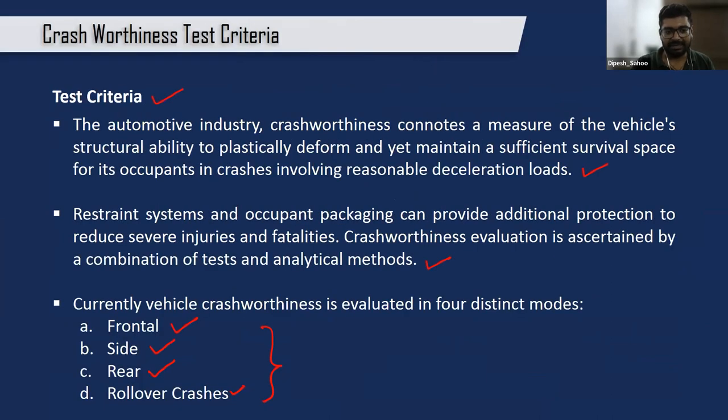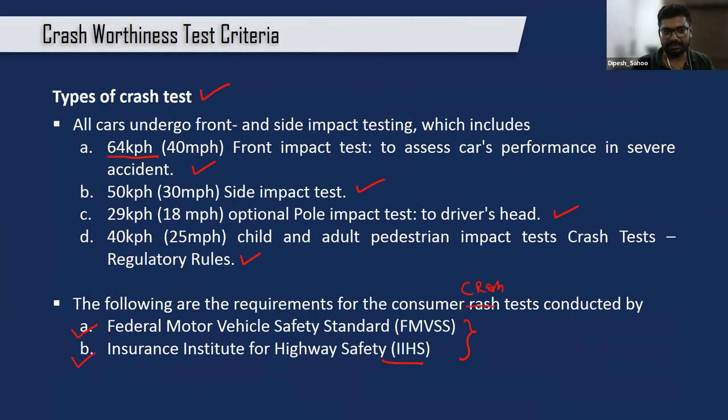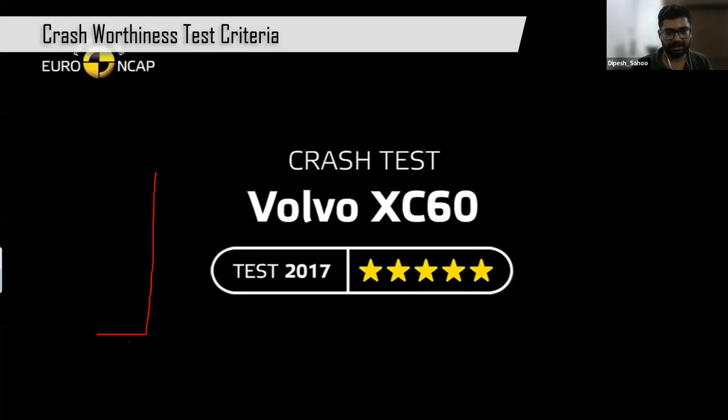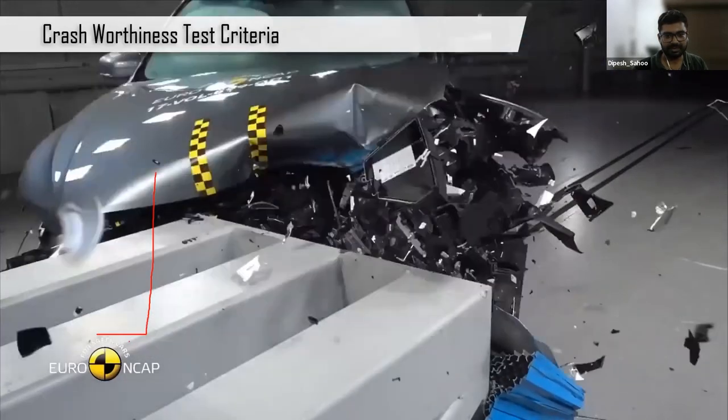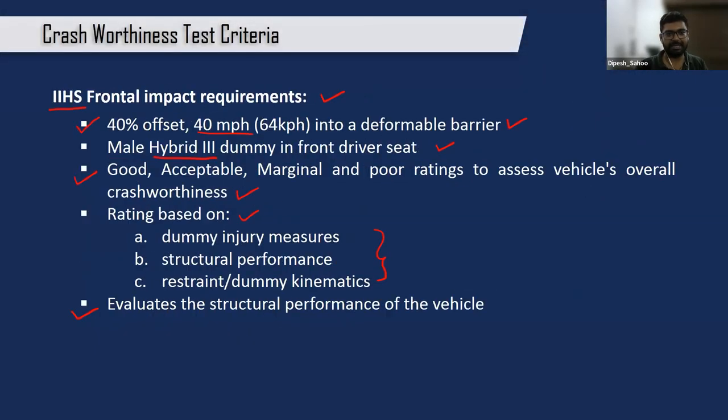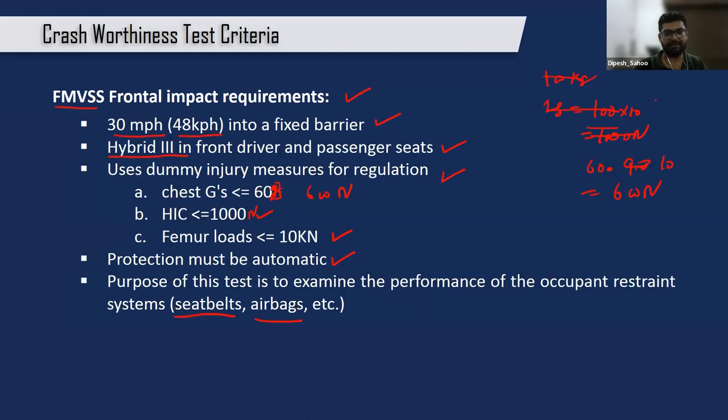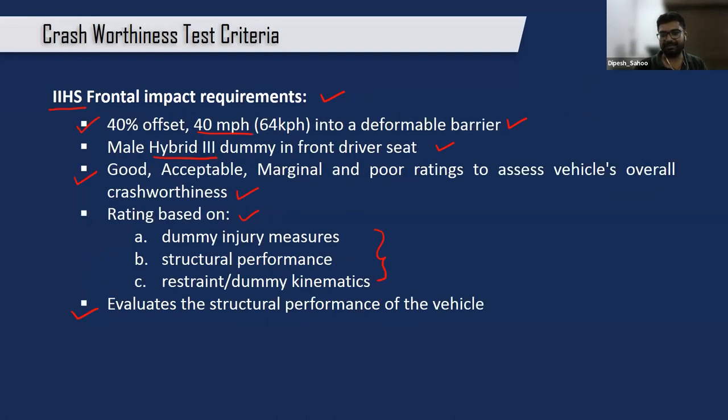Then test criteria for frontal, side, rear and rollover. These are the test criteria. Front test 64, side test 30, pole test 18, pedestrian impact test 25. Then we have seen the crash test. Then frontal impact requirements by FMVSS, then IIHS frontal impact requirements. You have to satisfy these requirements.